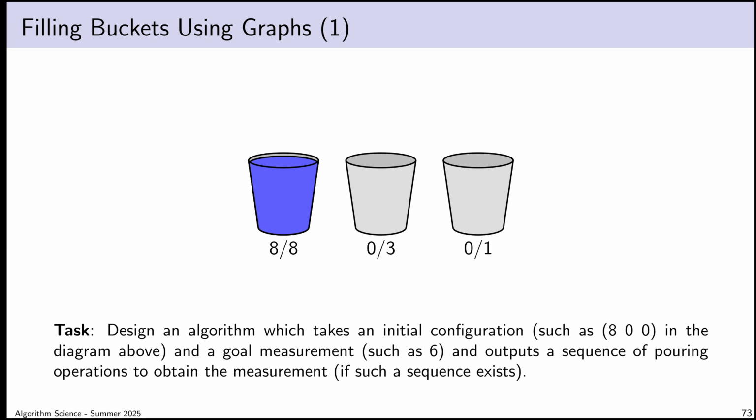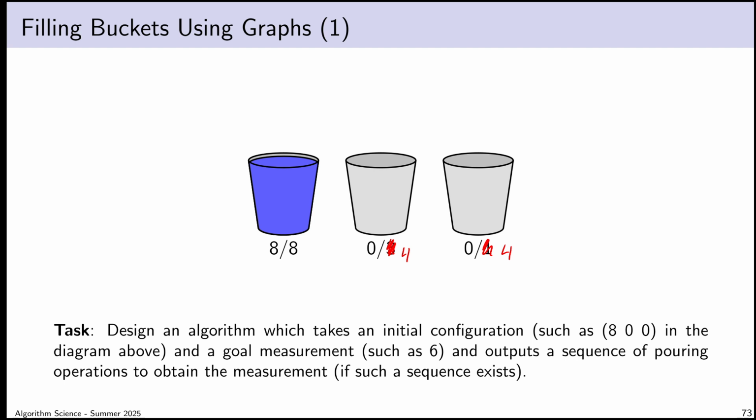Design an algorithm that takes some initial configuration of buckets, which doesn't actually have to be where one bucket is full and the others are empty, and then some goal measurement, for example, 6 units, and then outputs a sequence of pouring operations or a sequence of states that you pass through to obtain the measurement, if such a sequence exists, because perhaps there is no way of forming a particular number of units given a particular set of buckets. Off the top of my head, I could imagine cases where maybe every bucket has an even capacity, and if that happens, it's probably impossible to measure an odd number of units of water. So there could be cases where you can't actually achieve your goal.